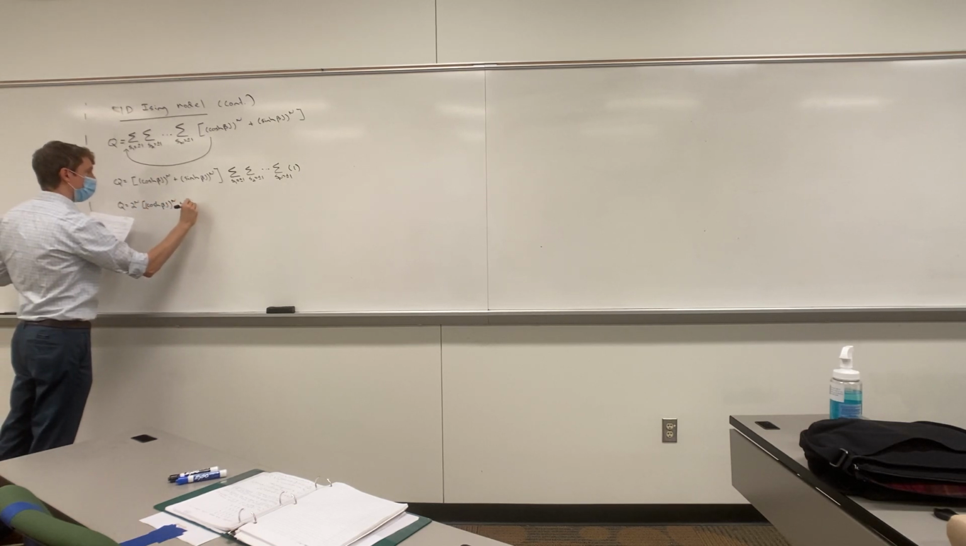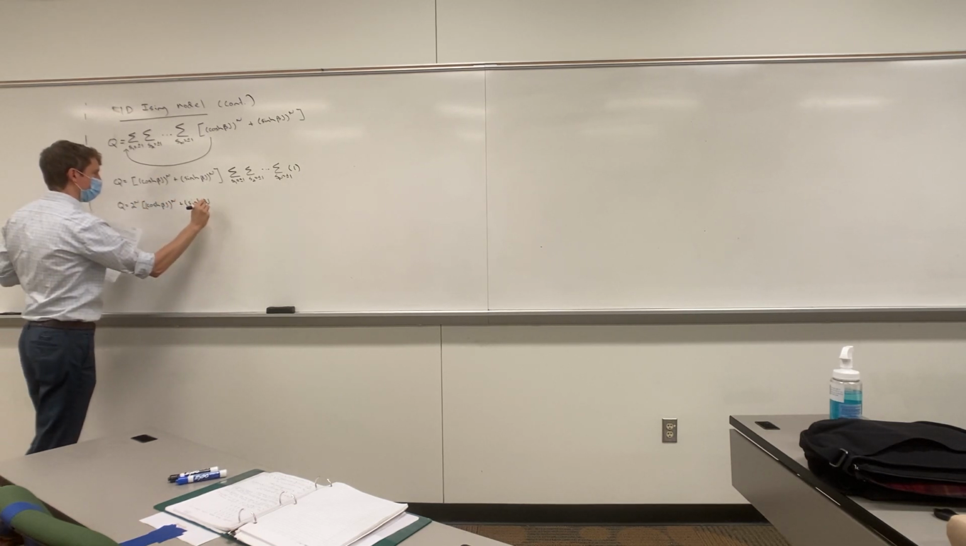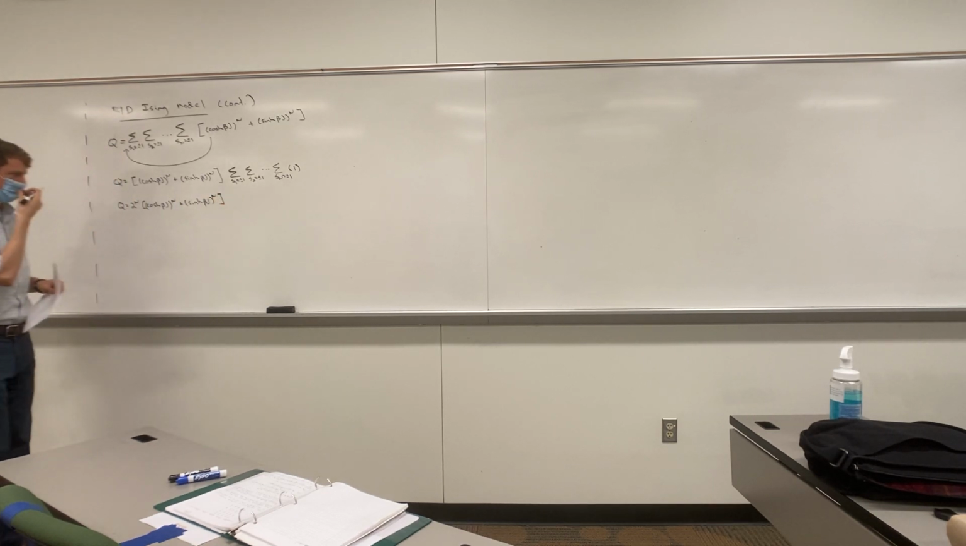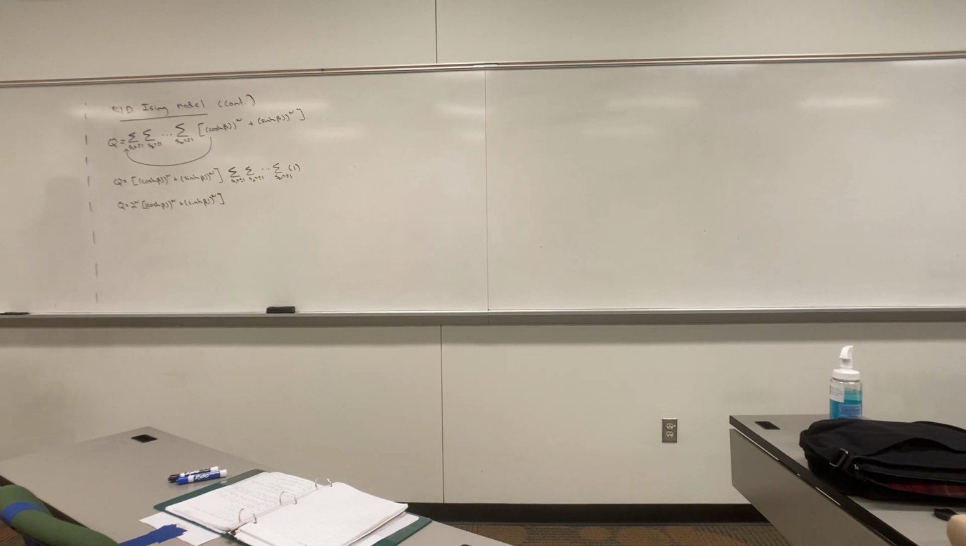Okay, and you could leave it like this. This is perfectly fine. Generally, we make one more simplification. This is the closed form expression for Q. So we've essentially solved the 1D Ising model exactly. We make one more simplification, and that's because in the thermodynamic limit, this goes away.